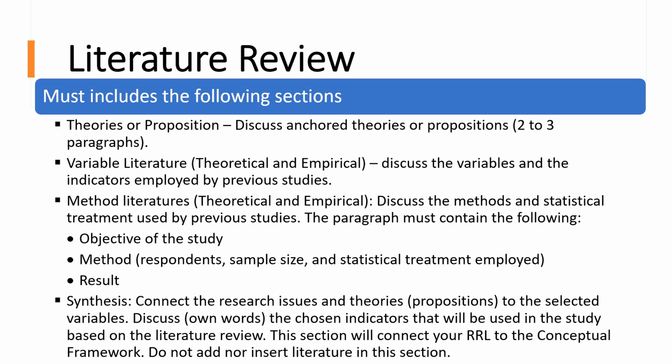Okay. Then next one is the method they used. So the method contains who is the respondent, the sample size, and the statistical treatment employed by that study. Okay. Then what is the result of the study? So for method literatures, how many literatures in this section? The suggested is a minimum of 5 literatures. Okay. Then after that is the synthesis.